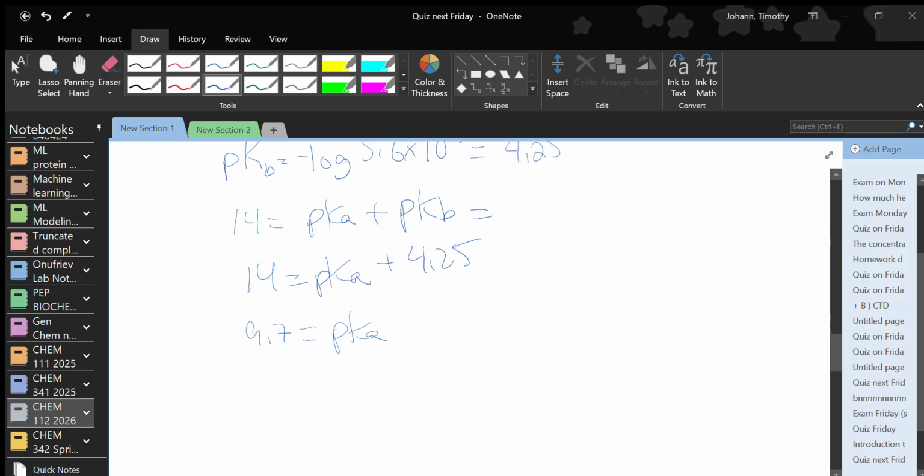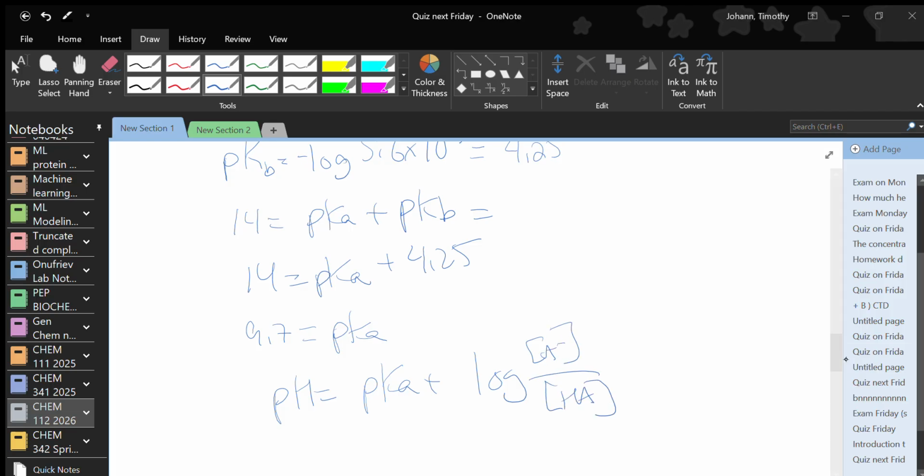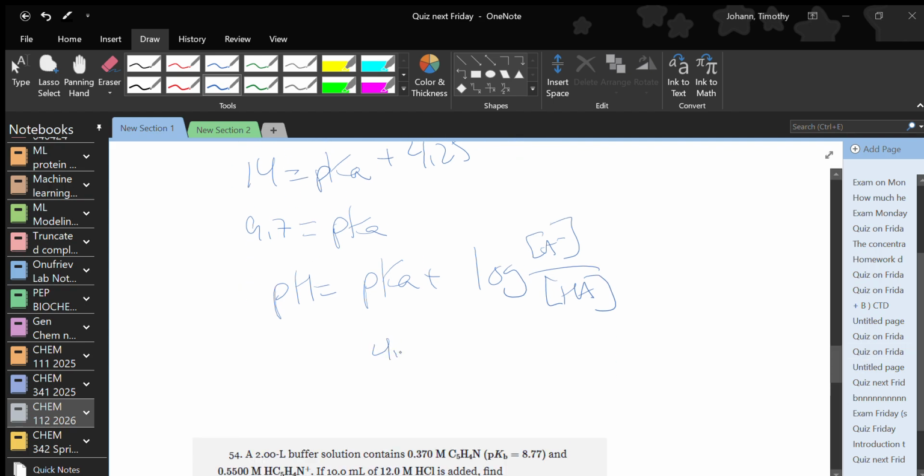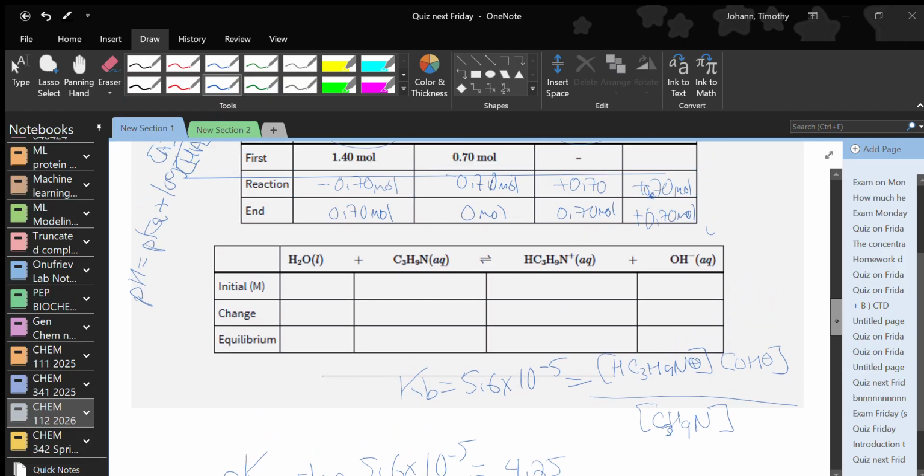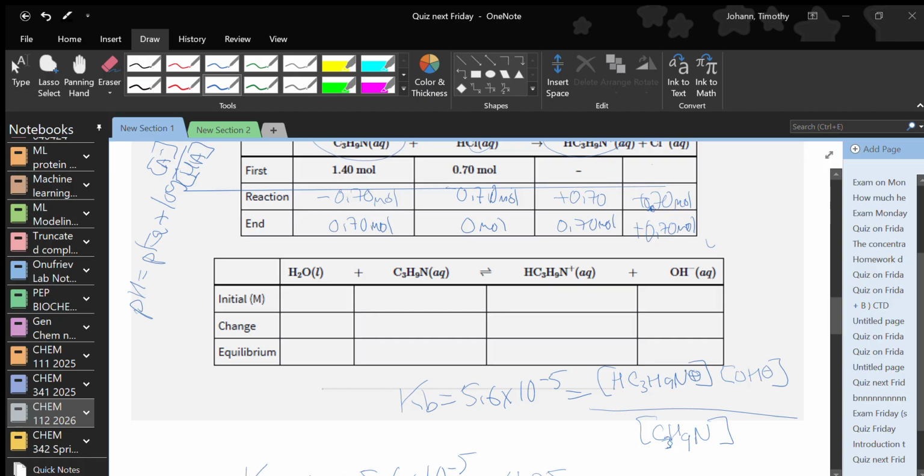And now I can do my Henderson-Hasselbalch equation, right? All right, so pH is equal to pKa plus the log of A minus over HA. And so 4.25 plus the log of, and now I can actually just put in my concentrations, or my moles, from above. The reason I can do that is, these are in moles, right? What's the volume? 1.20 liters for that, right?